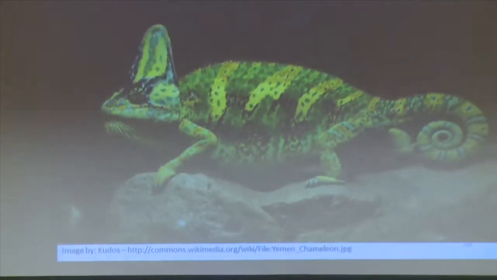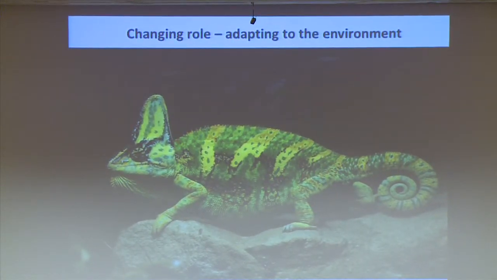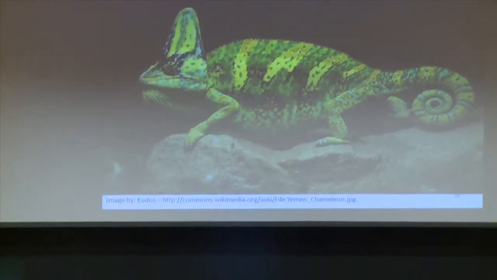We have to adapt to our environment. We have to think about the chameleon, because the chameleon does not just adapt to the environment. Can you tell my roots are in biology? It adapts to the heat of the environment. It adapts to the context of its environment. And that's the difference.